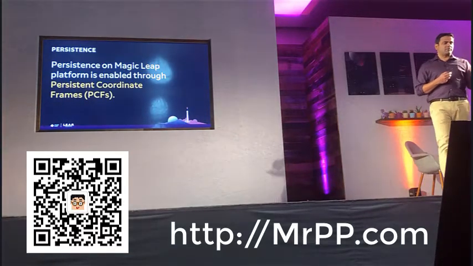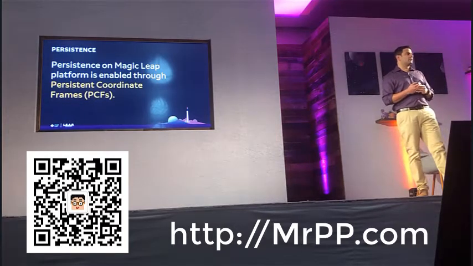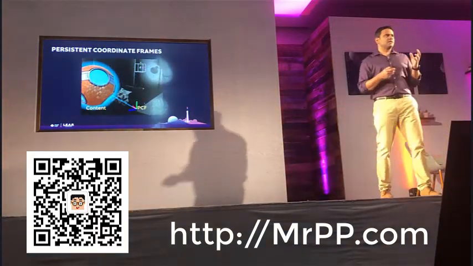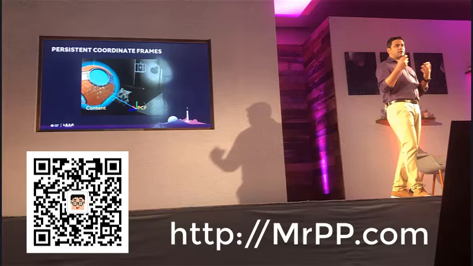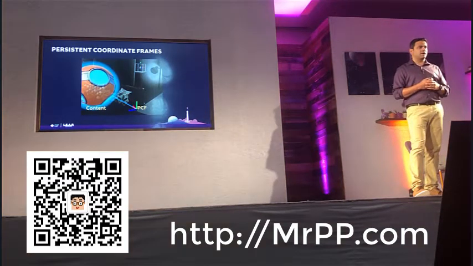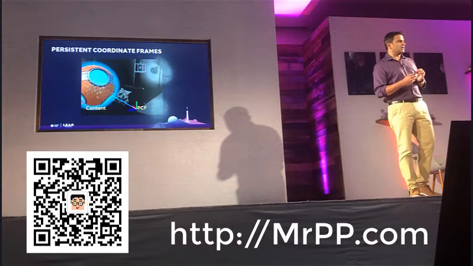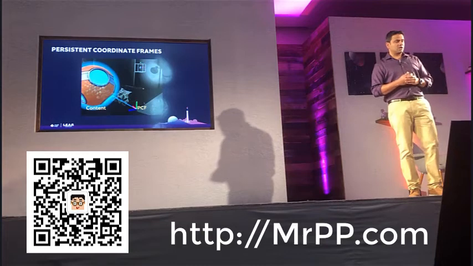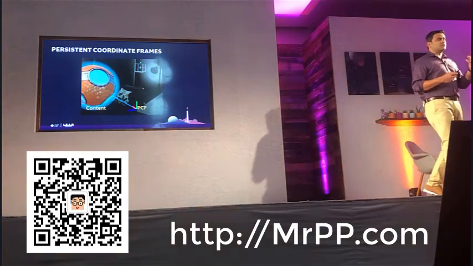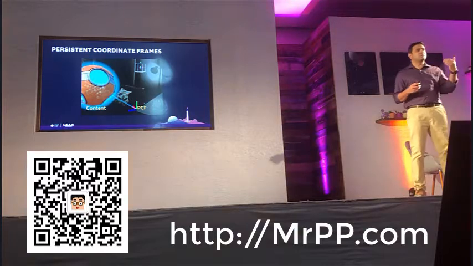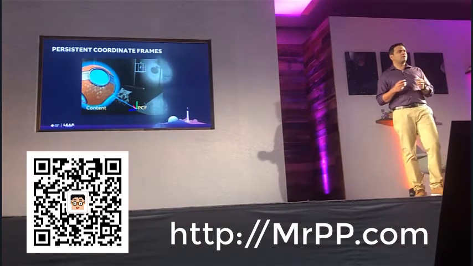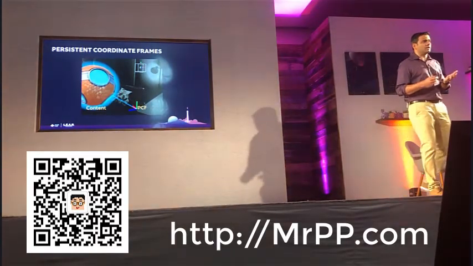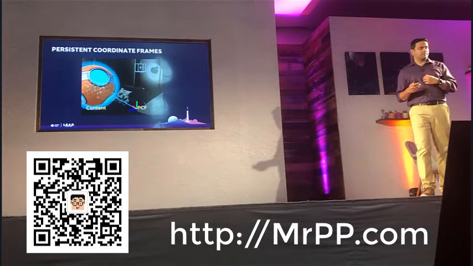Persistence on the Magic Leap platform is enabled through what is known as persistent coordinate frames, or PCFs. So what are PCFs? PCFs are arbitrary points in the space around you that the perception layer has identified. Every PCF has a unique ID, a position and orientation value that persists between device modes. At runtime, we associate your content with the closest PCF around it. By that, all we are doing is storing the position and the orientation offset of your content in something called content binding.